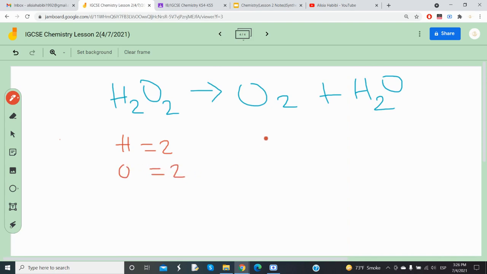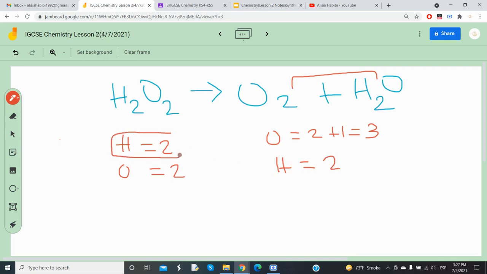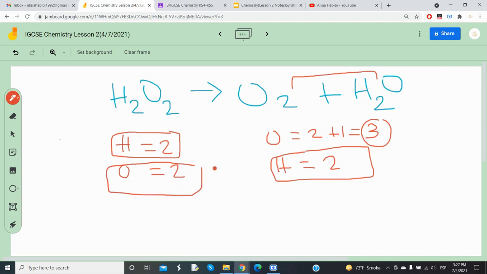So that means on the reactant side, hydrogen is 2, and oxygen is 2 plus 1, guys, which makes it 3. So 2 plus 1 is equal to 3. And then hydrogen is equal to 2 atoms. So we need to balance this. Hydrogen is balanced on the product side and on the reactant side, but the problem is oxygen is not, because we have 3 atoms of oxygen on the reactant side and just 2 on the product side.